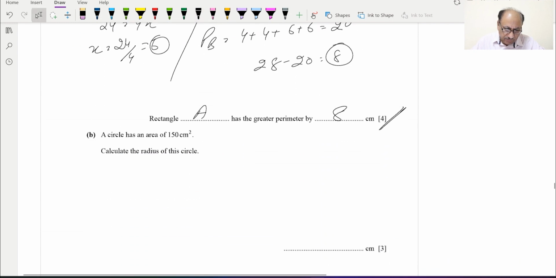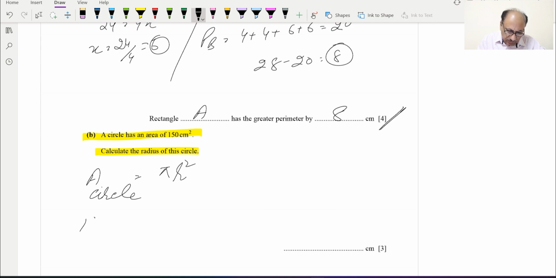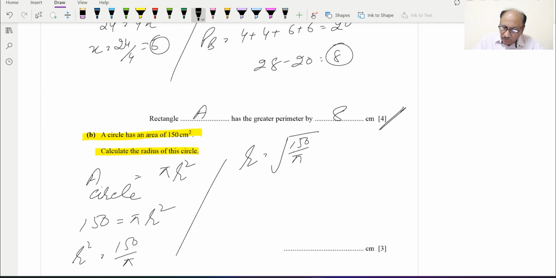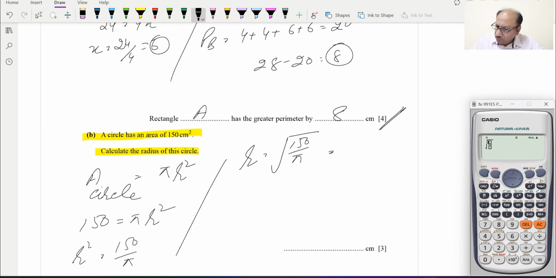Hopefully you understood this. Then they are saying a circle has an area of 150, calculate the radius. We know area of circle formula is equal to pi r square, and they are saying area is 150, so 150 is equal to pi r square. So r square is equal to 150 over pi, and r value will be equal to under root of 150 over pi, and this is equal to 6.91.